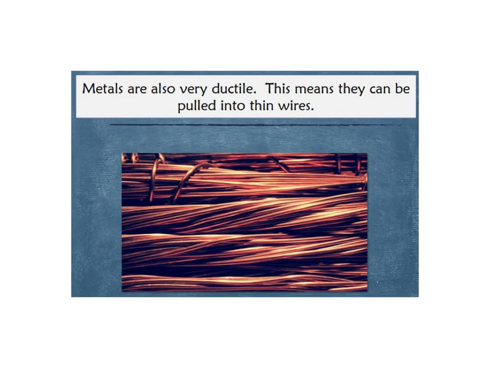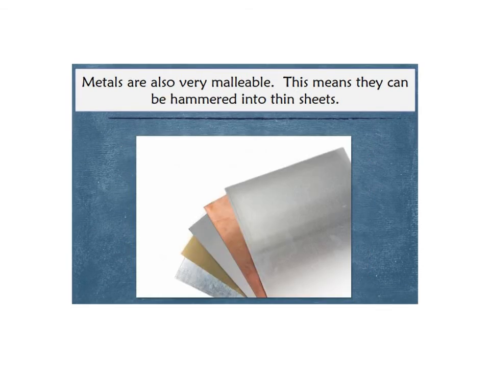Metals are also very ductile. This means that they can be pulled into thin wires. So a lot of times we use the metal copper to do electricity things in our homes. Metals are also very malleable. This means that they can be hammered into thin sheets.